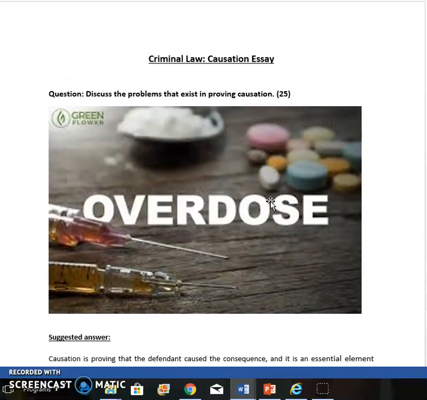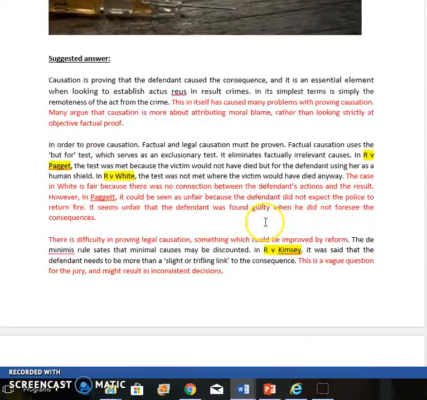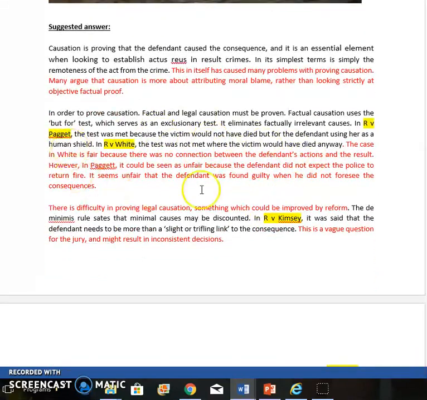You've got to be very careful not to just write out everything you know about causation. You won't get full marks doing that. You'll get 10 marks. You must say what the law is and evaluate. Okay.